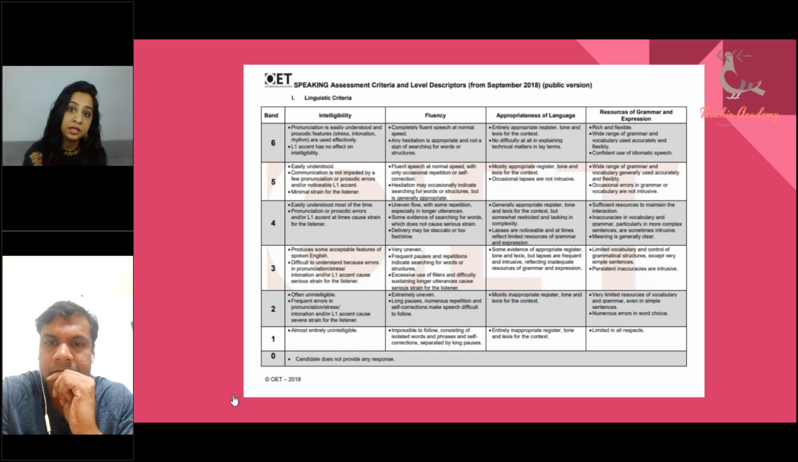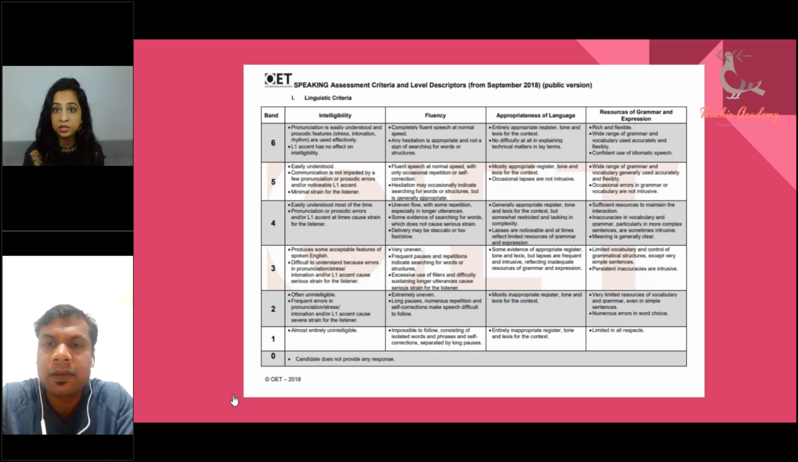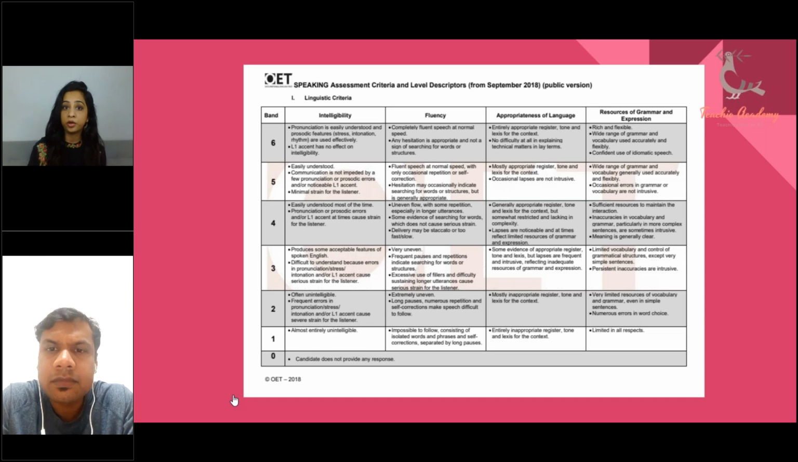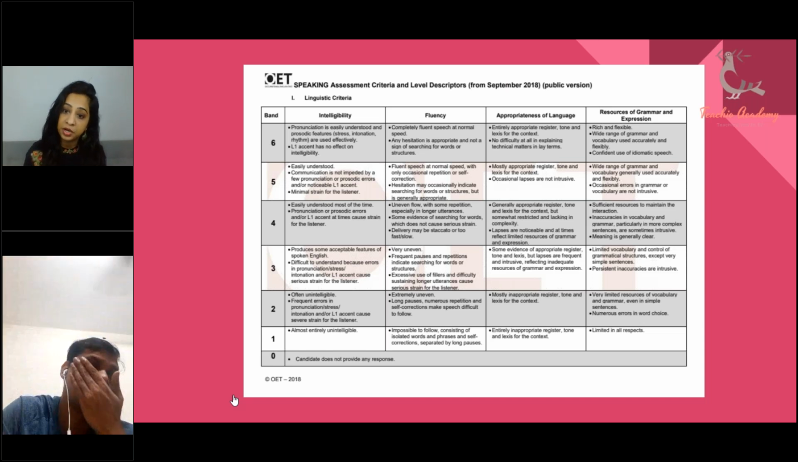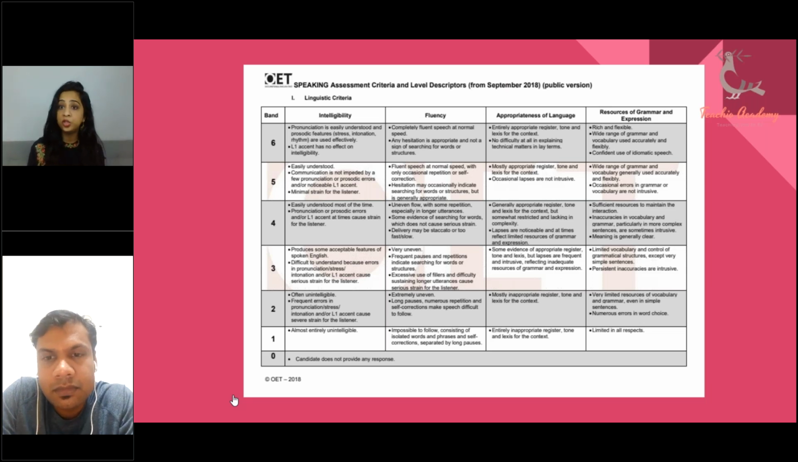So in the linguistic criteria, they're going to be looking at four different things. Your intelligibility, which means your pronunciation should be easily understandable; fluency, that the way you're talking should be at a normal speed; appropriateness of language, that the way you're talking should be appropriate to someone who's working in a professional area, working as a nurse or as a doctor. The language shouldn't sound too casual. And resources of grammar and expression, that is how good your language is.